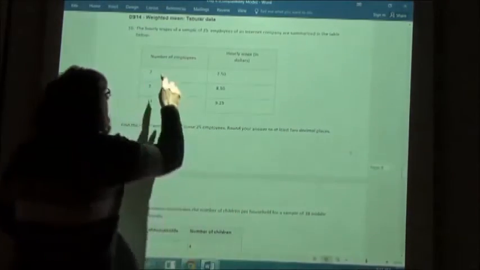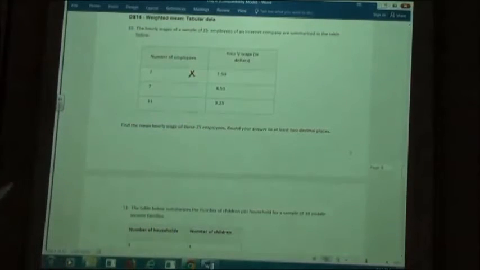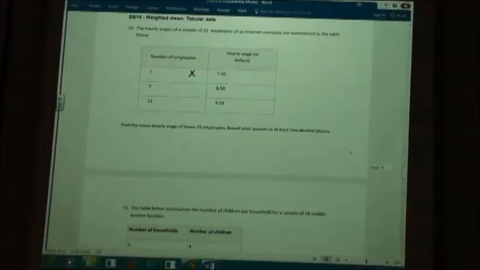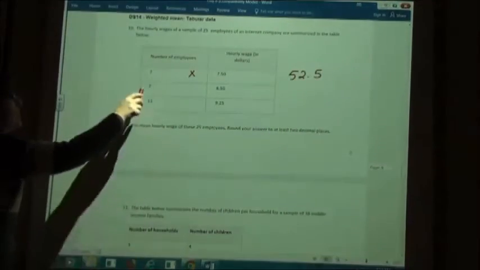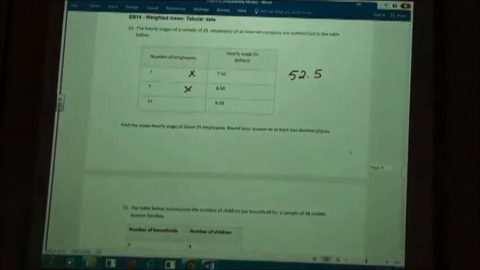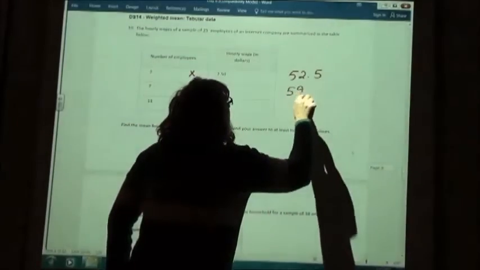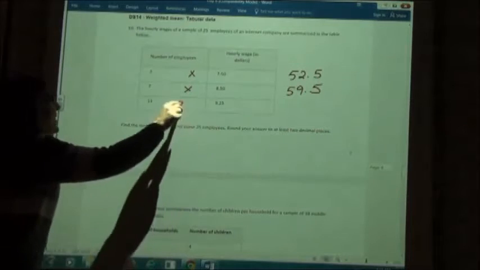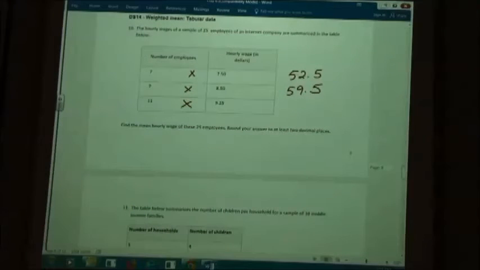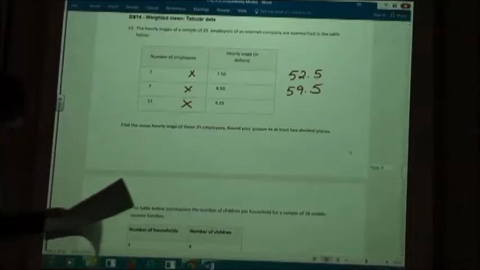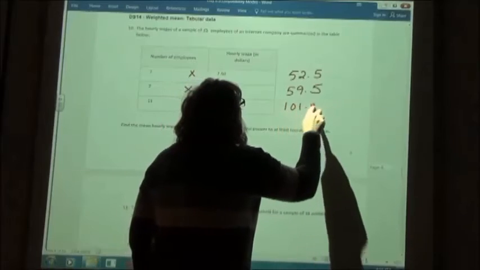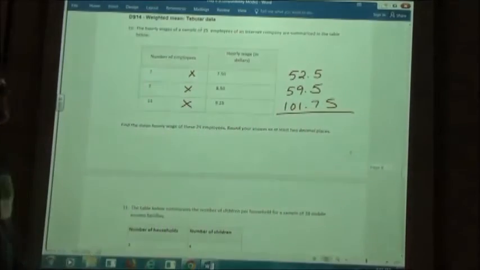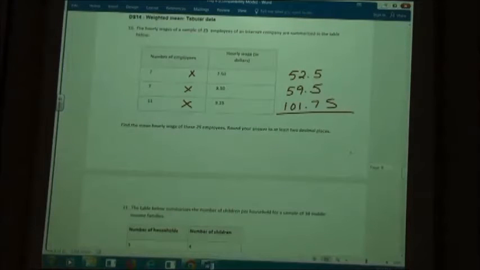So 7 times $7.50 would give you 52.5, right? 7 times my 8.50 is 59.5, or $59.50 if you're writing money. And then 11 times $9.25 is 101.75. We're going to add those values together. So go ahead and add those up for me.